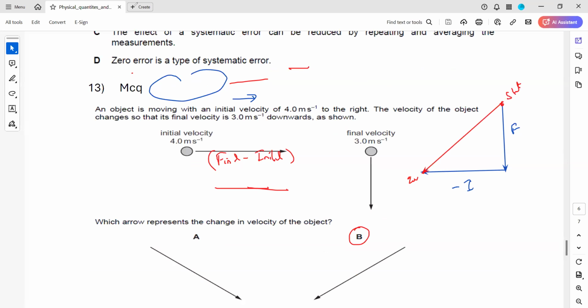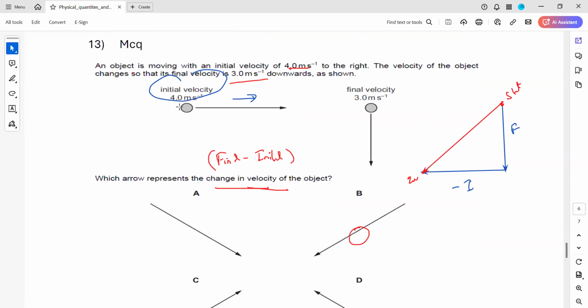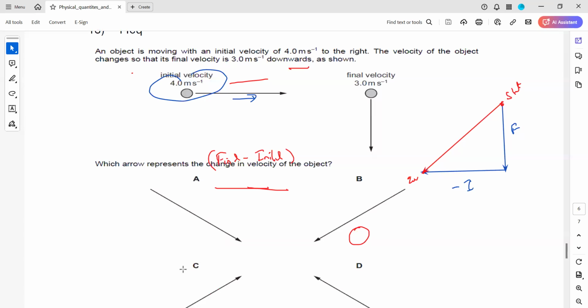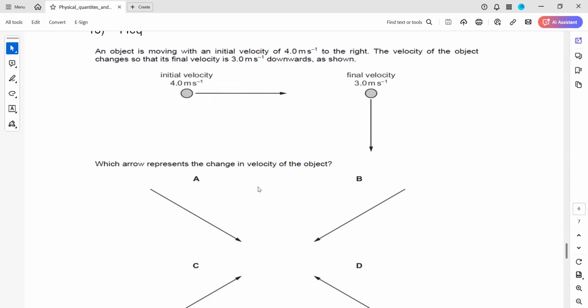Is it clear, this one? How we worked out the change in the velocity? Yes. Yeah, sure. I will repeat.